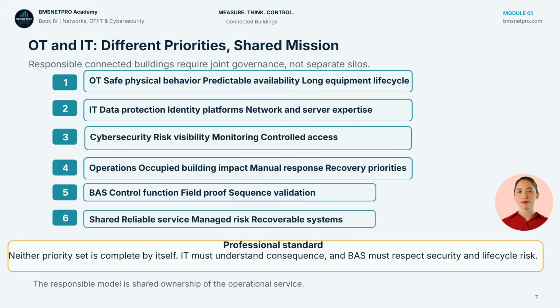OT and IT use many of the same technologies, but they often optimize different outcomes. IT commonly focuses on confidentiality, standardized platforms, rapid vulnerability response, identity, and enterprise monitoring. OT focuses on safe physical behavior, predictable availability, long equipment life cycles, controlled change windows, and local recovery. Neither priority set is complete by itself. The responsible model is joint governance. IT brings network, identity, platform, and security expertise. BAS and operations bring process consequence, functional testing, equipment lifecycle, and recovery knowledge.